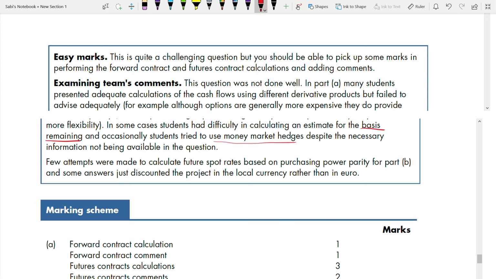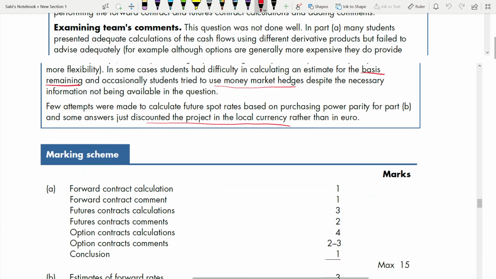And few attempts were made to calculate future spot rate based on purchasing power parity for part B, and some also just discounted the project in the local currency rather than in euro. Don't do this, please. I beg you, don't do this. The question specifically asks in euro. So don't discount it in some other currency and find net present value in some other currency only.